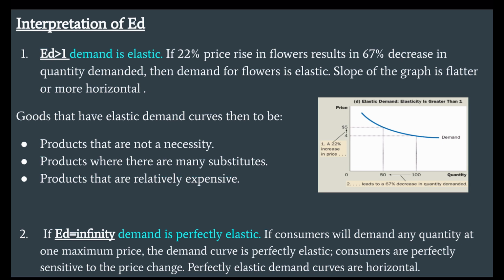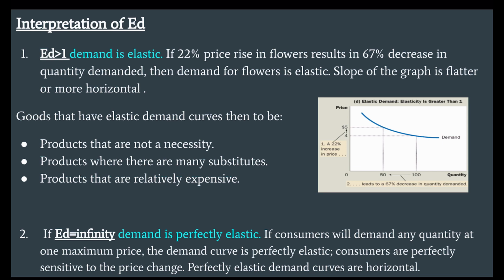You can see the graph is flat, or more horizontal, because a 22% price rise in flour results in a 67% decrease in quantity demanded. It means that consumers respond strongly to changes in price in the case of elastic demand.